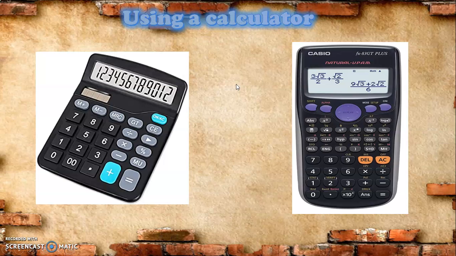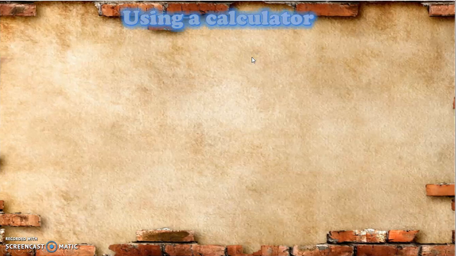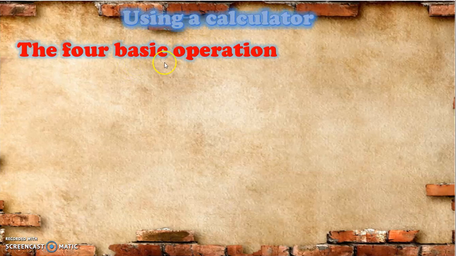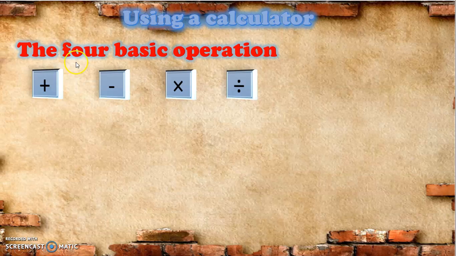Now, in our lesson, there are parts where we need to use a calculator. We need to know how to use the calculator. First, in using a calculator, we need to know the four basic operations. What are the four basic operations in a calculator? The first one is addition, subtraction, multiplication, and also division. These are the four basic operations that we can see using a basic calculator.